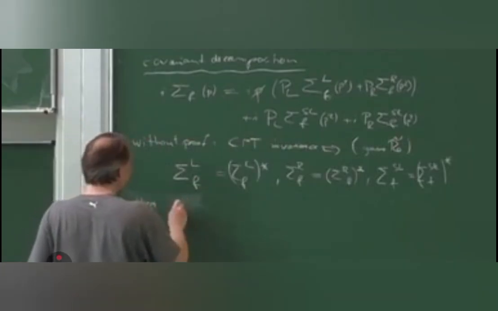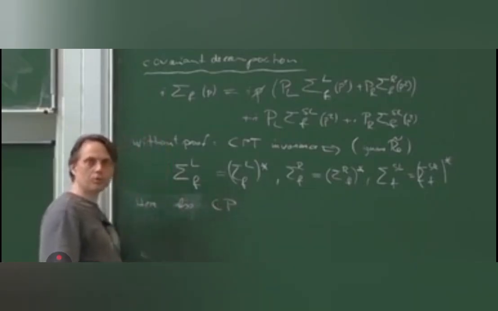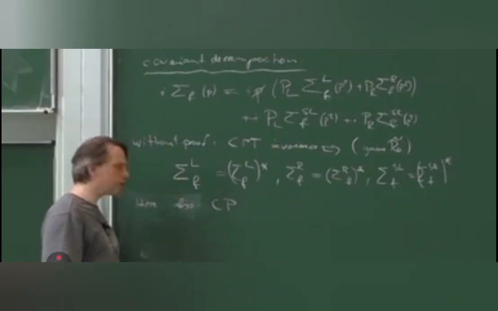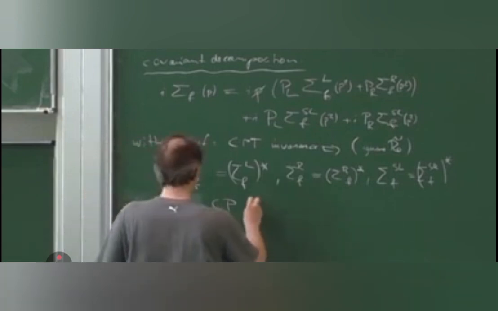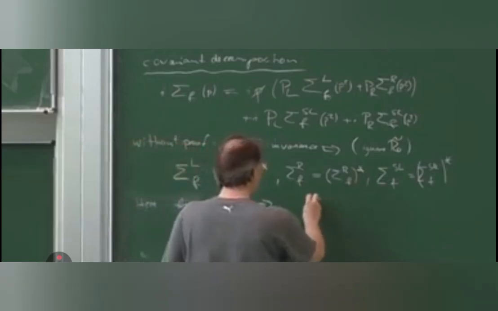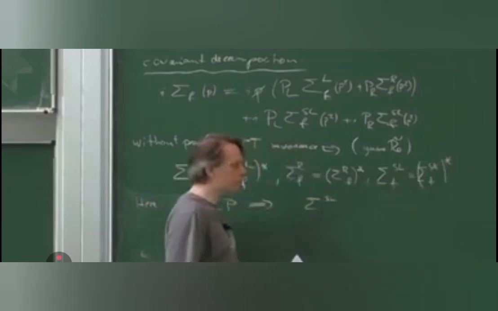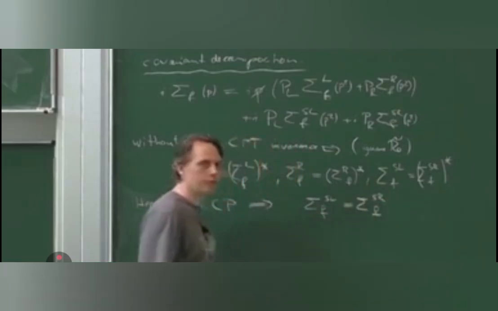Here we have, in addition, not only CPT invariance, but we also have CP invariance without the T, because we have one generation and no CKM matrix. And if we have also CP invariance, then there follows a stronger condition, namely sigma SL is not only equal to the complex conjugated of the right-handed, but they are exactly equal. So they are also real.